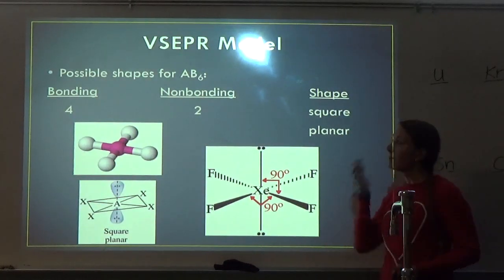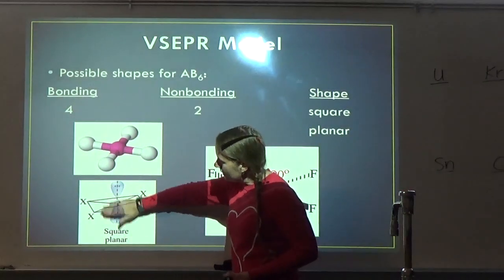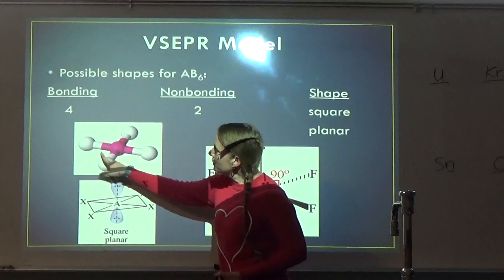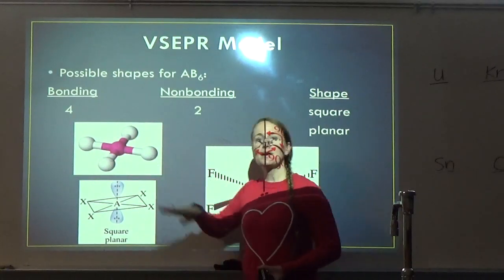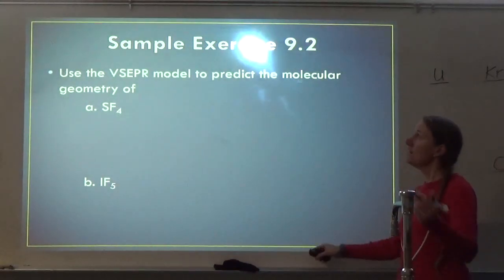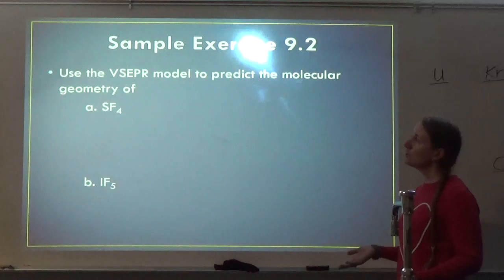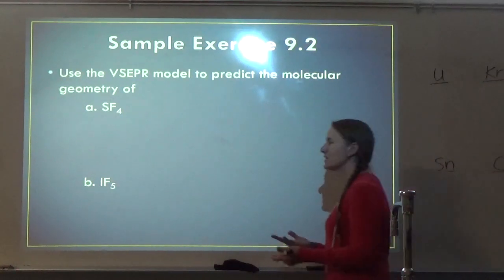But if you have 4 bonding and 2 non-bonding, it'll look like this. We can't see these. So you still have a square, but now it's all in the same plane. So it's called square planar. So let's look at one together. It says, use the VSEPR model to predict the molecular geometry of SF4. All right, so we'll look at this one together.